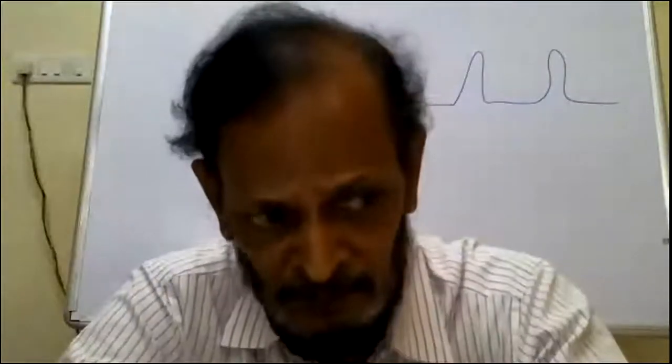Roll number 63. Can you hear me? 63, you unmute yourself. Yes, sir. How do you make a correction for tall complexes? Usually QRS complexes giving large tall complexes, you want to record it on a piece of paper or ECG. How do you do it?